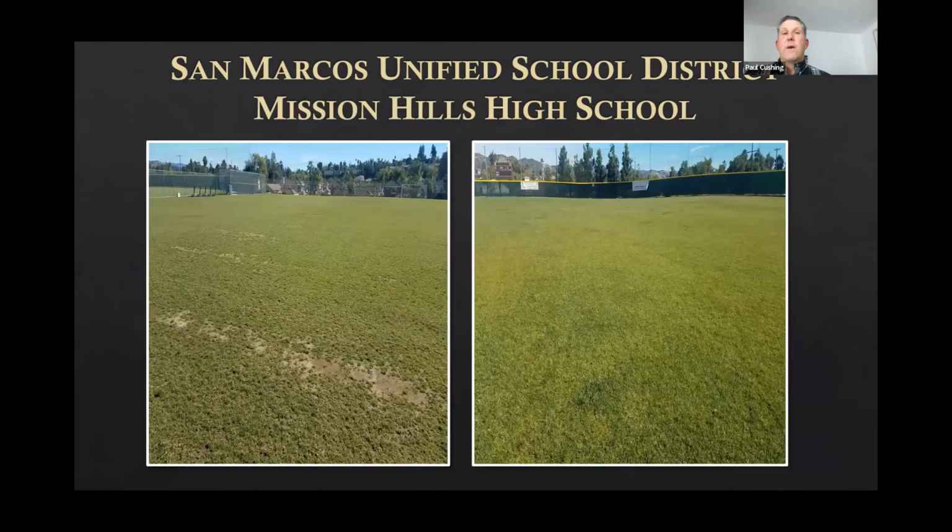The next field we're looking at is Mission Hills High School. The picture to the left is their multi-sports field. This field hosts soccer, football, lacrosse, and field hockey. It's got about four or five different sports going on during the course of the year, and it's also used for all their PE classes. You can see a thinness. This is a tall fescue field, and the turf is worn out and not recuperating itself very well.